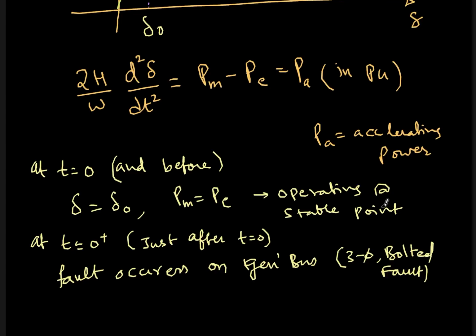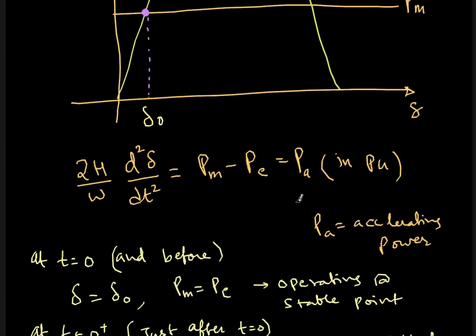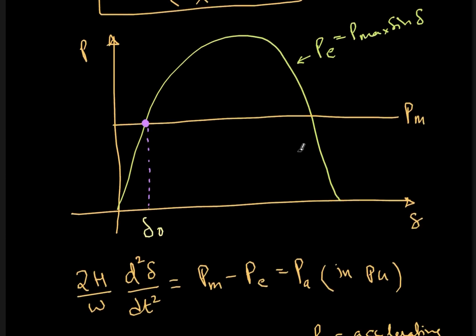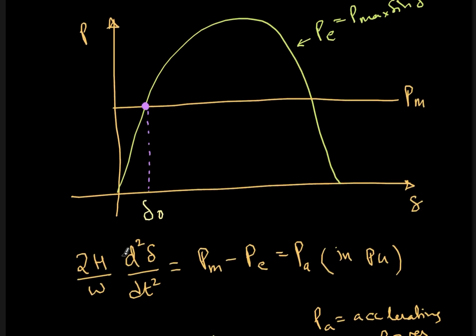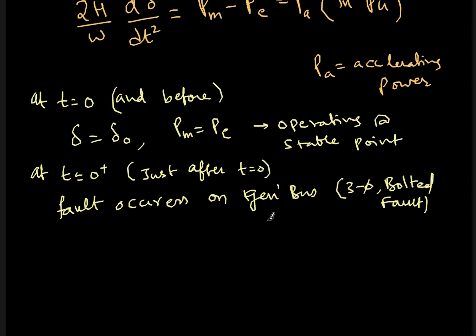Bolted fault means the fault impedance is 0. When that occurs, the entire PE will become 0 and then we have PM minus 0. So accelerating power is there, and delta will increase. What if the fault is not cleared? If the fault is not cleared, of course the generator will keep on accelerating and eventually it will lose synchronism and it is not stable. That is not the case. What we are now looking at is that at t equal to t1, the fault is cleared.